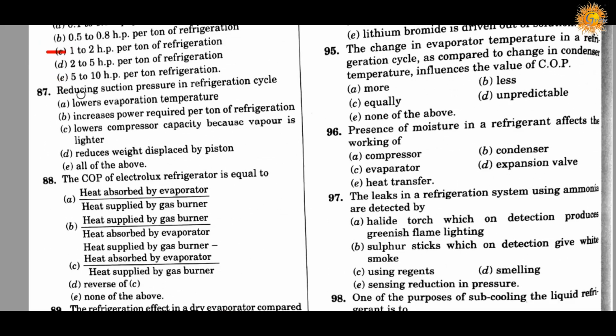Question 87. Reducing suction pressure in refrigeration cycle: option A, lowers evaporation temperature, option B, increases power required per ton of refrigeration, option C, lowers compressor capacity because vapor is lighter, option D, reduces weight displaced by piston, option E, all of the above. So the correct answer of 87 is E, all of the above.